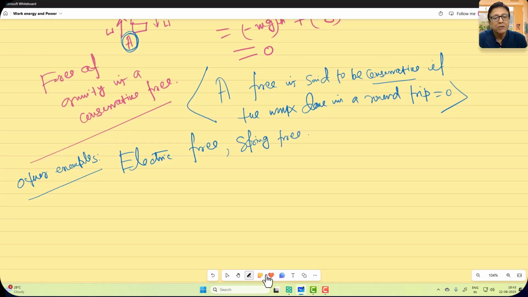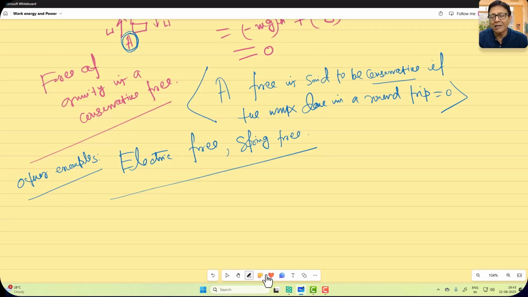Spring force. Spring force, you have the idea. I'll show you some example based on spring force also. So this force is said to be conservative force, where work done in a round trip is 0.